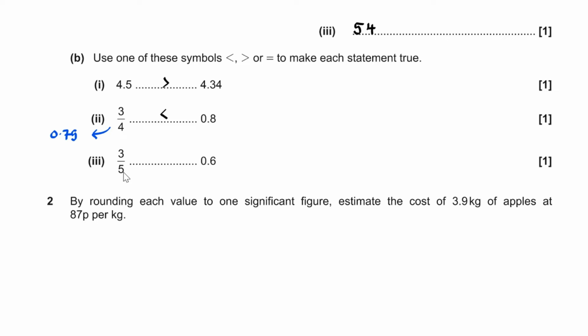And then we've got 3/5 and 0.6. Well, 3/5, that's the same as 0.6. So indeed, 3/5 is equal to 0.6.